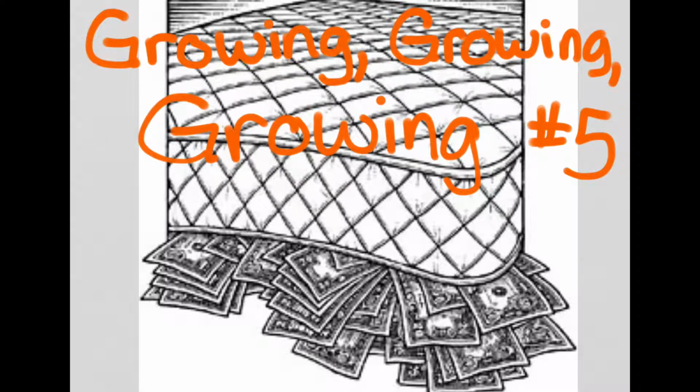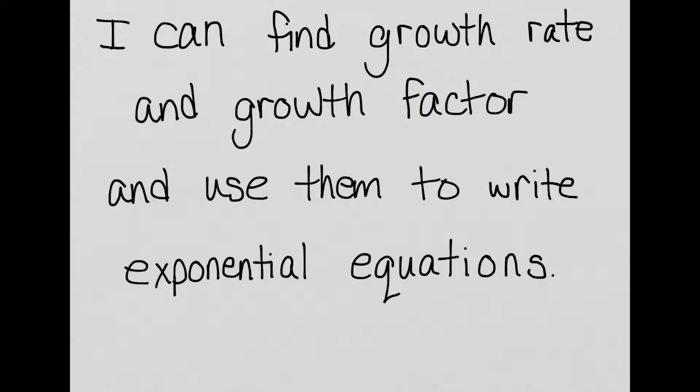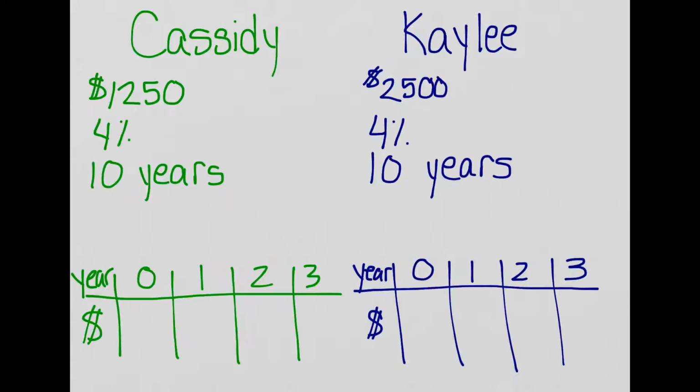This one is going to be more about growth rate and growth factor, and we're also going to be comparing linear with exponential. So I can find the growth rate and the growth factor and use them to write exponential equations. And remember that exponential is like geometric, that all those geometric sequences we learned about can be modeled by an exponential equation, and also that arithmetic would equal linear.